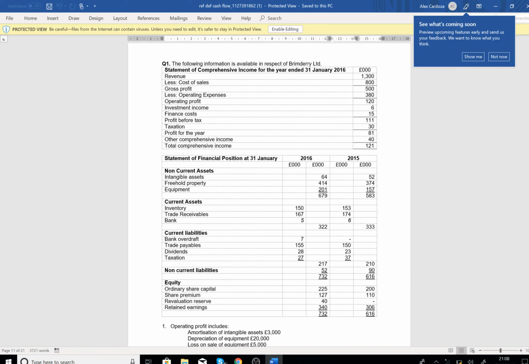However, for trade payables, do the opposite and start with the most recent year and minus it from the year that's already passed. So for trade payables, you would do it for 2016. You would start with 155 minus 150. If that's positive, you leave it as a positive value. If it's negative, you put it as a negative value. Whereas for current assets, you would start with 2015, so inventory 153 minus 150. So do it that way. That might be easier for you to remember.